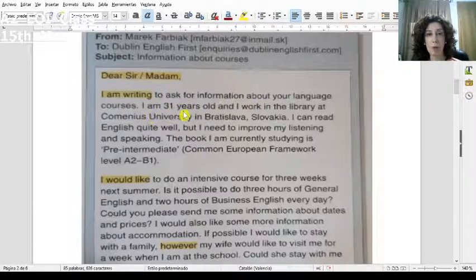I am 31 years old and I work in the library at Comenius University in Bratislava, Slovakia. I can read English quite well, but I need to improve my listening and speaking. The book I am currently studying is Pre-Intermediate Common European Framework Level A2-B1. És el que esteu fent vosaltres. Per tant, informació vostra i el purpose, la finalitat per què esteu escrivint.